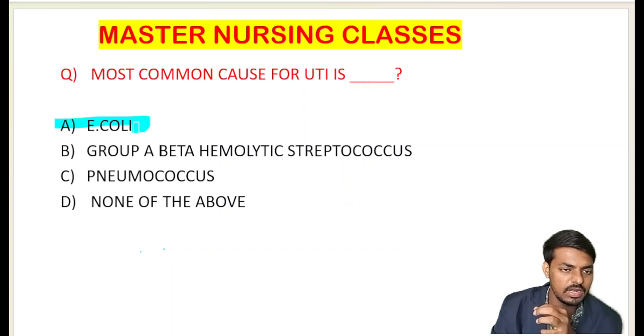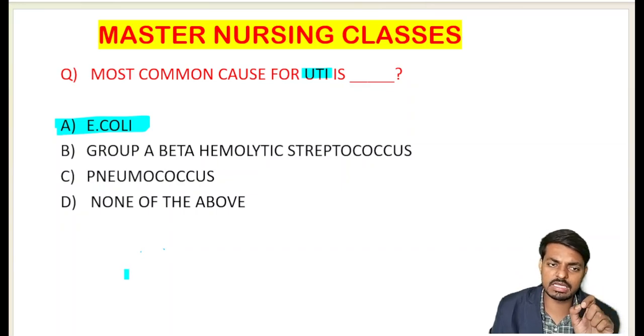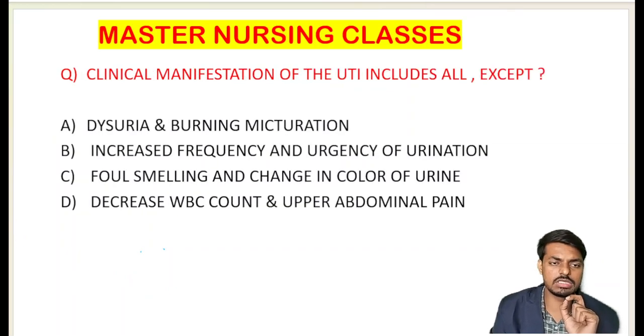E. coli is the most common cause of urinary tract infection. And if the examiner asks for the most common cause of pyelonephritis, the answer is also the same, that is E. coli. Okay, so very important. Keep in your mind. Okay, so here is the next question.